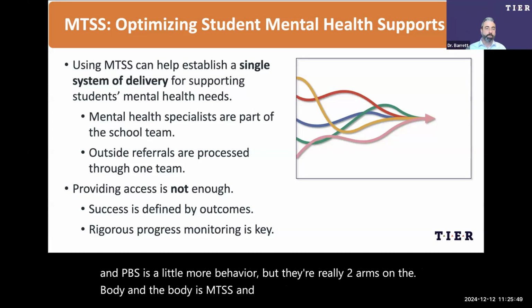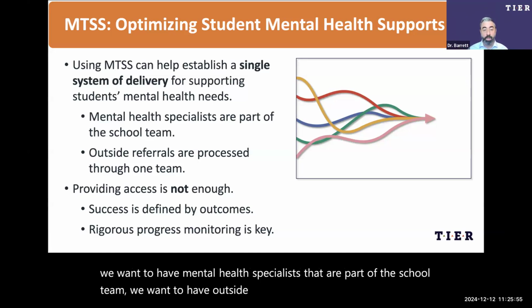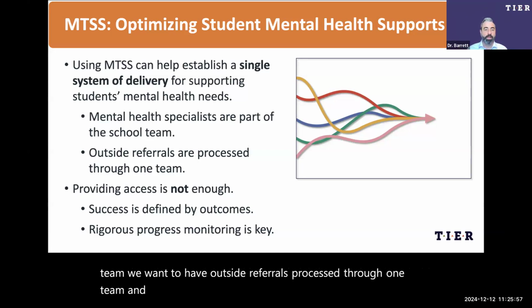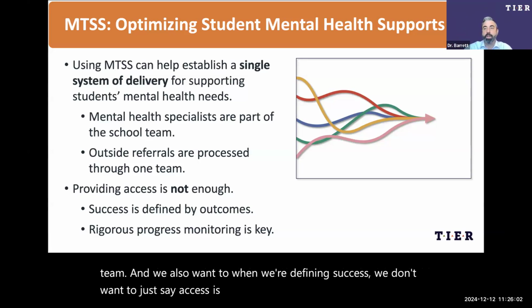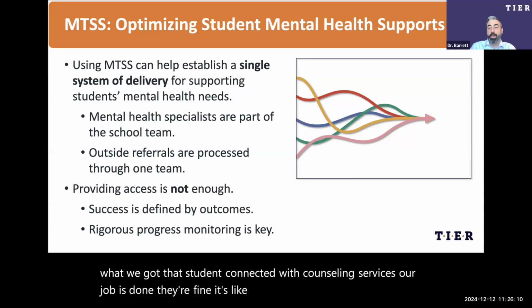And so in that single system of delivery, we want to have mental health specialists that are part of the school team. We want to have outside referrals processed through one team. And when we're defining success, we don't want to just say access is enough. You can't just say, oh, we got that student connected with counseling services, our job is done, they're fine. No, we define the success by the outcomes.